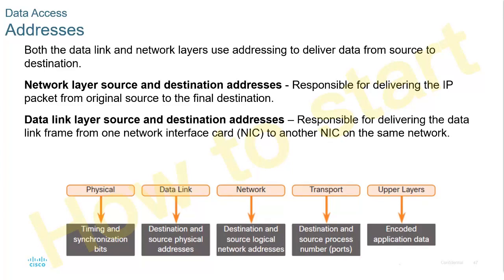Physical, we're looking at timing and synchronization. Data link is source and destination physical address. At the network layer, we're looking at source and destination logical addressing. At the transport layer, we're looking at what ports we're using. And all of the upper layers, 5, 6, and 7, that's all about encoding data.